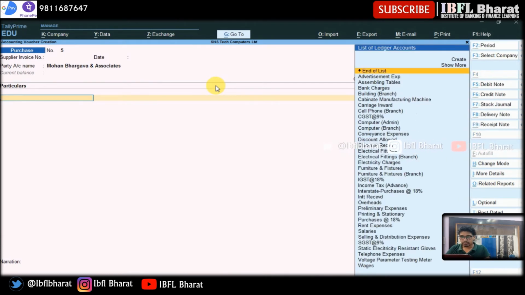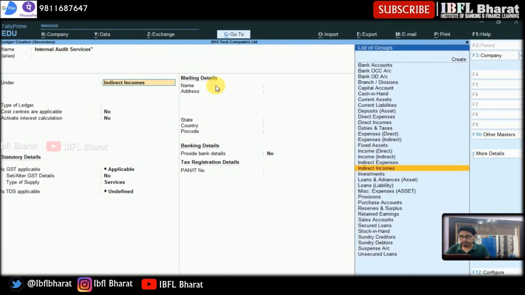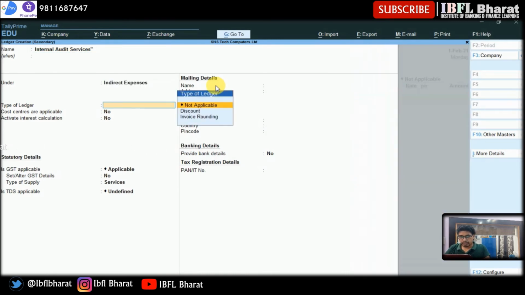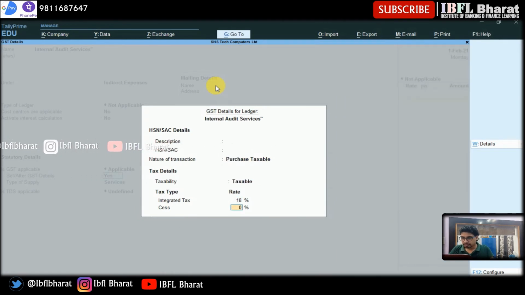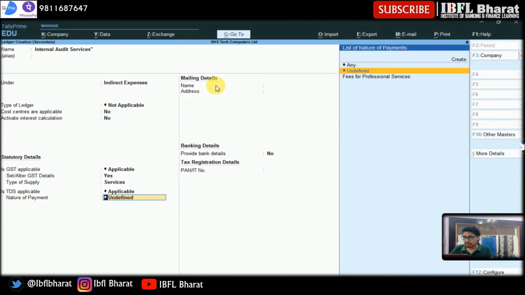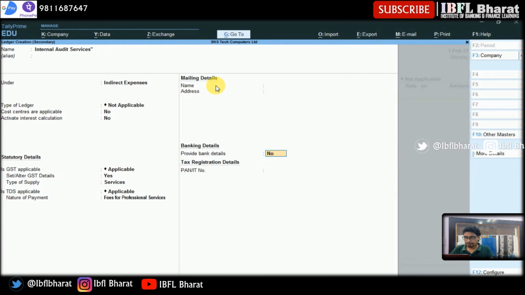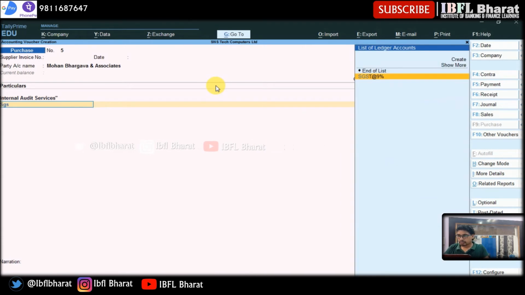Then the bill of internal audit. Is there any ledger? Press Alt C, and this is our internal audit services. This is our indirect expenses, and you have to tell it yes, GST applicable, purchases taxable, and the tax amount is 18%. It's a service, TDS applicable, say yes, applicable. Fees for professional services, yes, and we will accept it. The amount of the invoice is 25,000 rupees. We will add the CGST amount and SGST amount.